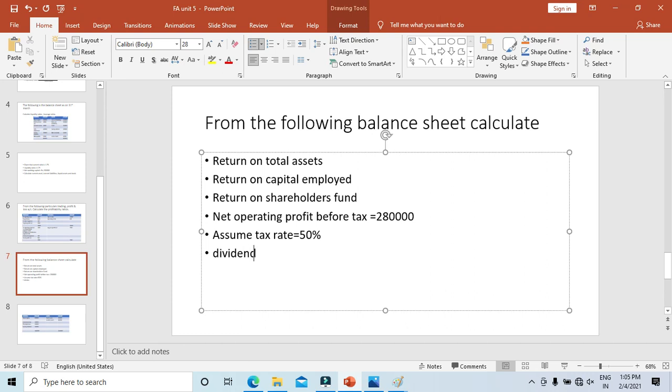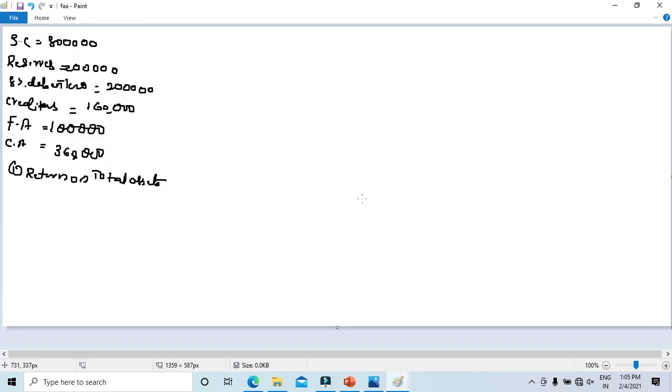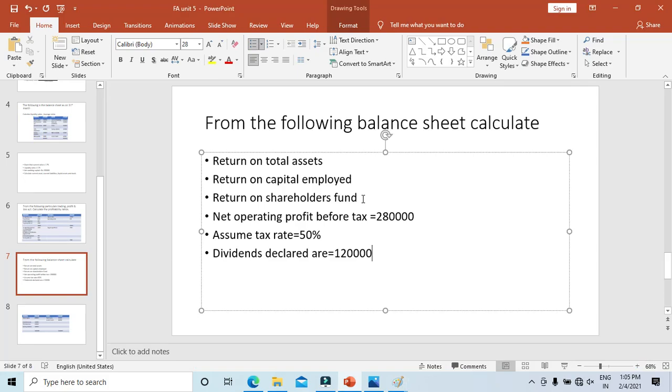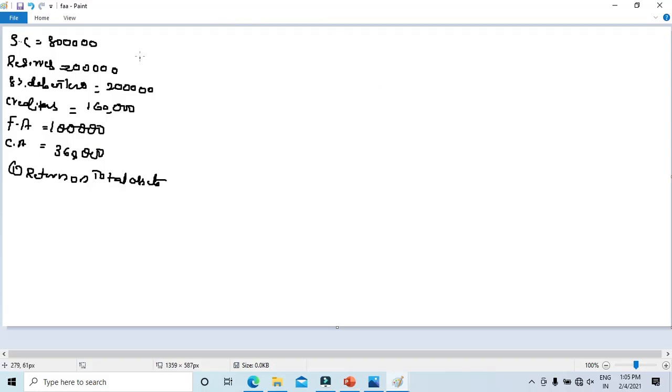Net profit after tax he is asking us. So what is the net profit we have? 2,80,000, and for tax you need to take 50%. So that is how we are going to get the numerator after tax: 2,80,000 minus 1,40,000. So net profit after tax will be 1,40,000. So we need to take in the numerator 1,40,000 into 100. So how much will it come to? 10.29%. Okay, so this is the first one.